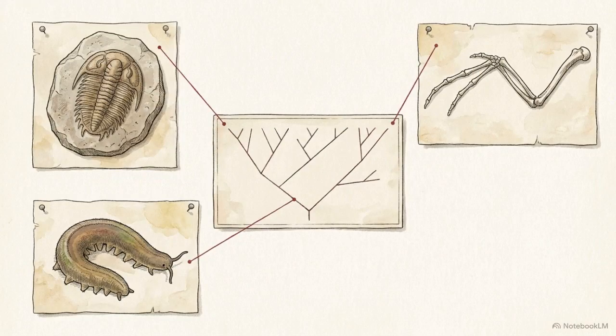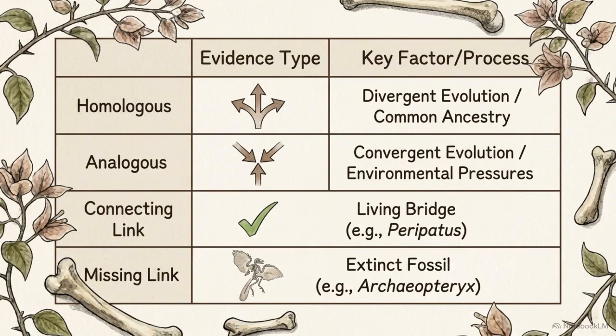Fossils, anatomical structures, and transitional links are 3 independent lines of evidence that all point towards the shared ancestry of life on Earth. Use this matrix for your final review. Always pair homologous organs with divergent evolution and common ancestry. Pair analogous organs with convergent evolution and similar environmental pressures. Finally, distinguish your links.